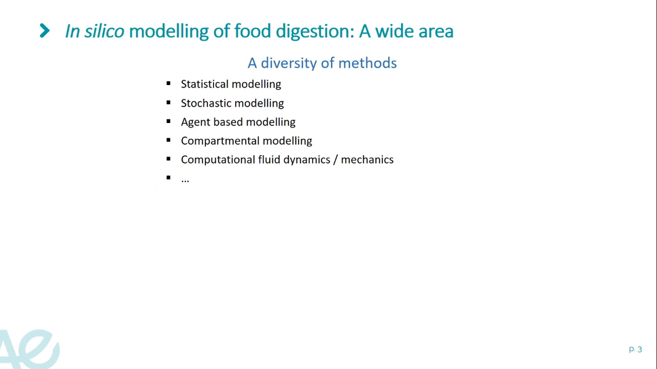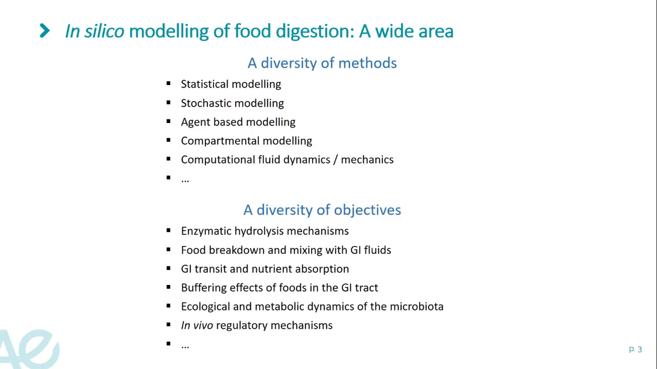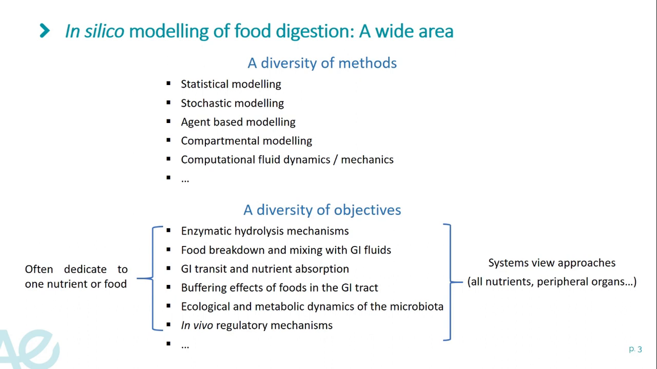In the area of food digestion, in silico modeling is really a wide research area. There is a high diversity of methods, from statistical modeling up to computational fluid dynamics or mechanics. There is also a huge diversity of modeling objectives. People will be interested in enzymatic hydrolysis mechanisms, or food breakdown and mixing, or GI transit and nutrient absorption, and so on. And often these models are dedicated to one nutrient or food only. Others are using systems view approaches to consider all nutrients or peripheral organs, etc. So really, you should not forget that it is a wide area and it is not so easy to do an overview of the field.